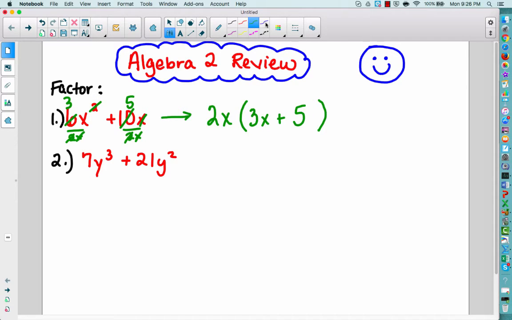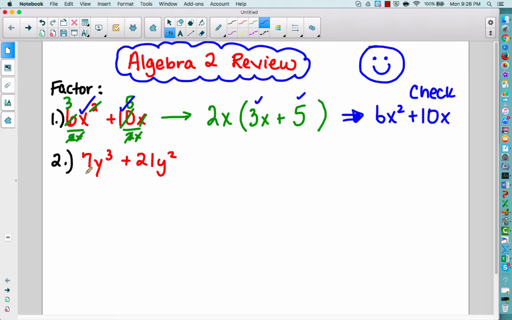Now you may be noticing a couple of things. The binomial you're left with has to have the same number of terms you started with, and it does. It's got 2 terms. Now, if you want to check, you can FOIL, or you can distribute, multiply right here. If I distribute that 2x through, I'm going to get 6x squared plus 10x, and there I've checked it, okay? All right, let's look at the next example.